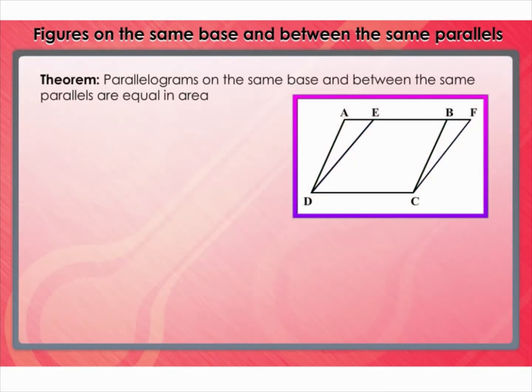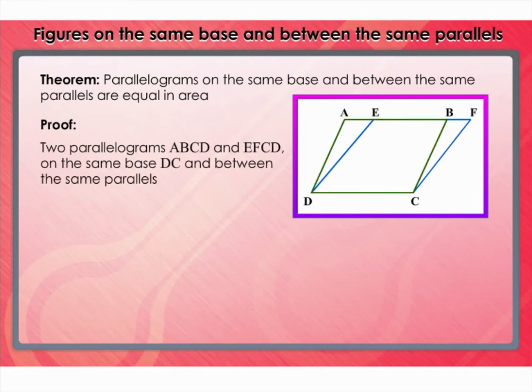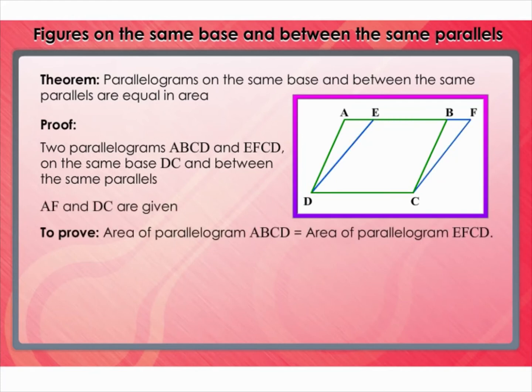Here, let's prove the theorem. Parallelograms on the same base and between the same parallels are equal in area. The parallelograms ABCD and EFCD are on the same base DC and between the same parallels AF and DC. We need to prove that the area of parallelogram ABCD is equal to the area of parallelogram EFCD.